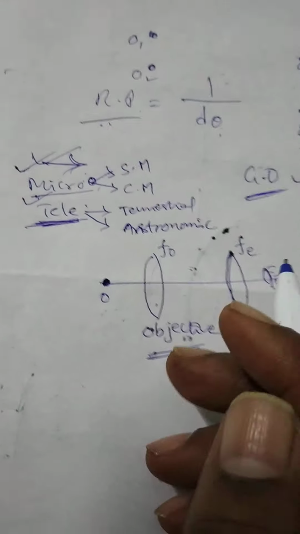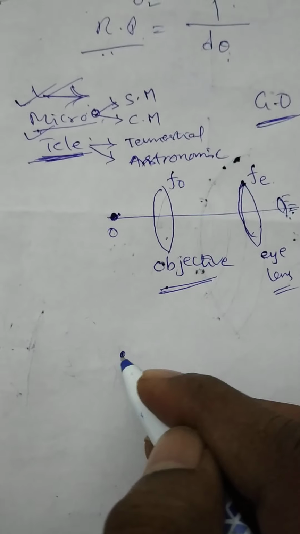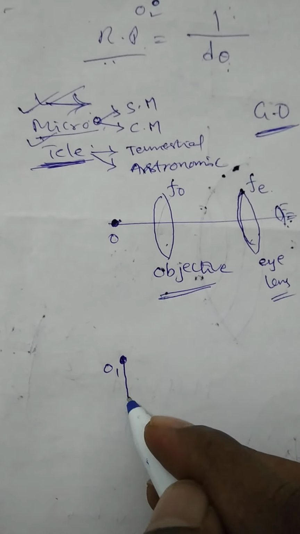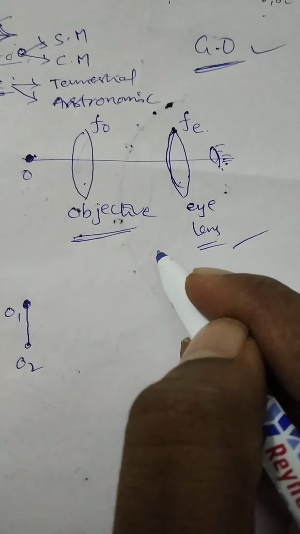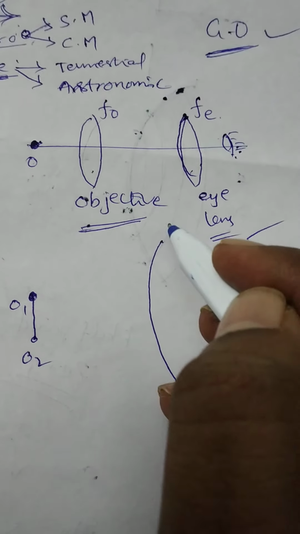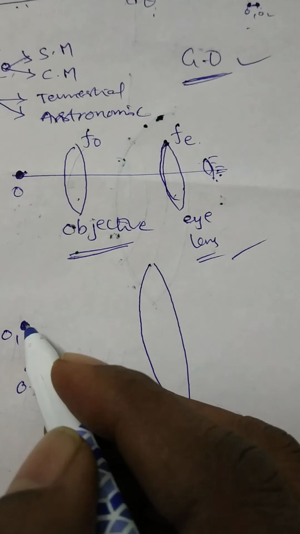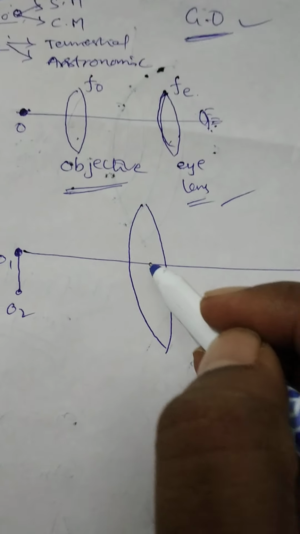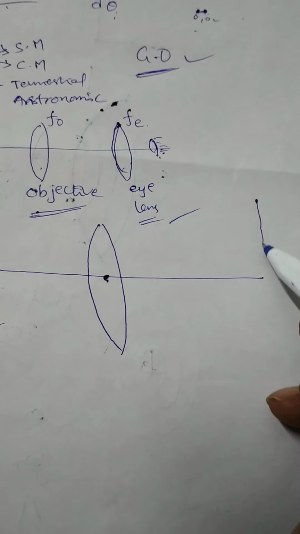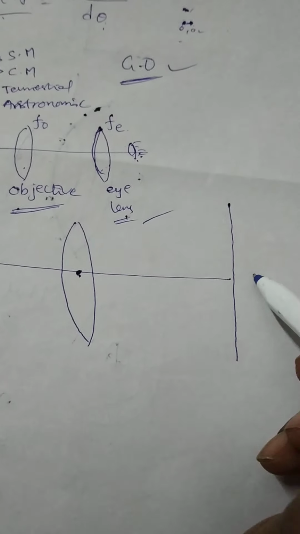Right? Okay. Suppose here there are 2 point objects. Let us consider 2 point objects O1 and also O2. These are the 2 point objects. Also here it is a double convex lens. Suppose here this is the optic axis of the double convex lens, which is also equal to the objective of the telescope. Objective, right? It is a screen or eye lens, which is also equal to the eye, the human eye.